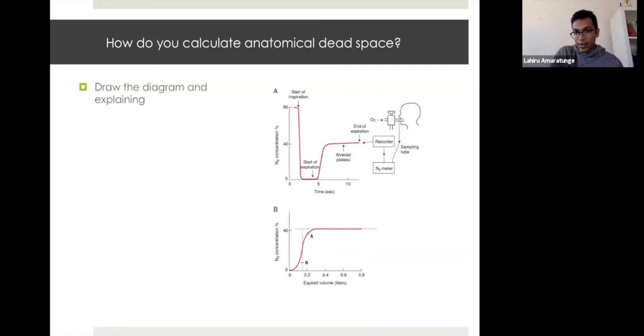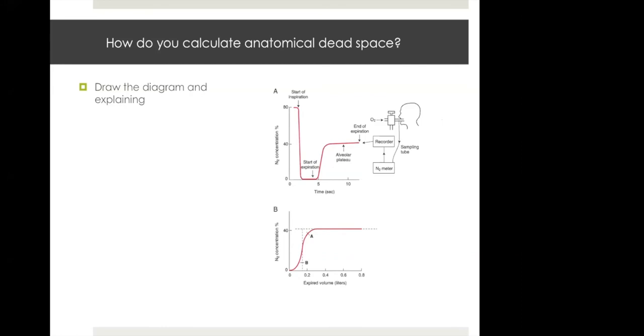of minutes. So everyone, just speak to yourselves to try and explain this diagram. And just note that this diagram is different to this one, and just note how you get from there to there. What I've been asked in the past is what would you ask the subject to do as you're making these measurements, and then how do you calculate the dead space, the anatomical dead space from this?